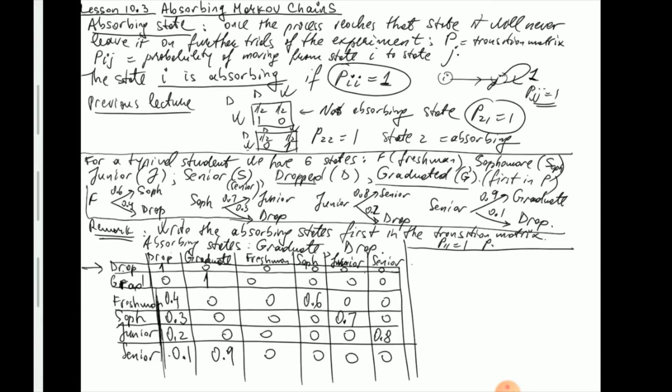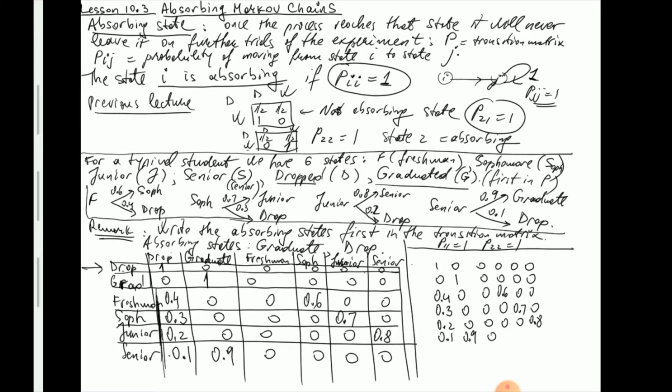So we have P11 equals 1, P22 equals 1, because state 2 is for the graduate. I want you to notice that this matrix has a very regular structure, so to speak. So you have 1, 0, followed by 4 more zeros. Then 0, 1, and zeros again. And then 0.4, 0, 0.6, 0, 0, 0.3, 0, 0, another 0.7 and 0, 0.2, 0.8 over here, and then 0.1, 0.9, 0, 0, 0, 0. So I think I'm going to write it on the next page as well.